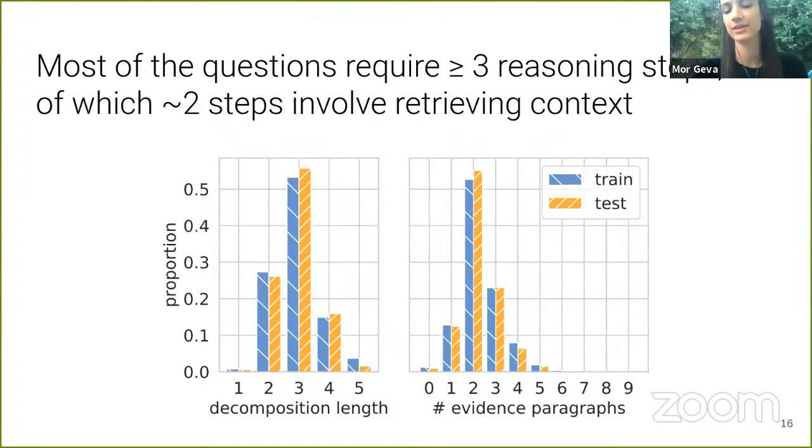Because we have the decomposition and the evidence, we could easily describe the complexity of the reasoning process. You can see that most of the questions require at least 3 reasoning steps and reasoning over at least 2 paragraphs. So this is nice and fulfills our requirements for multi-hop questions.